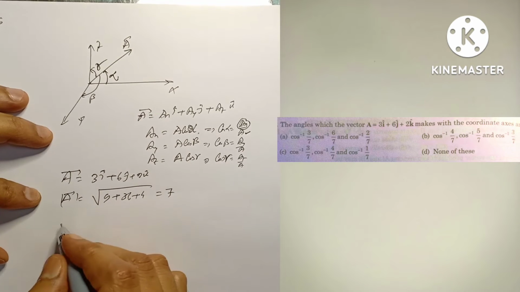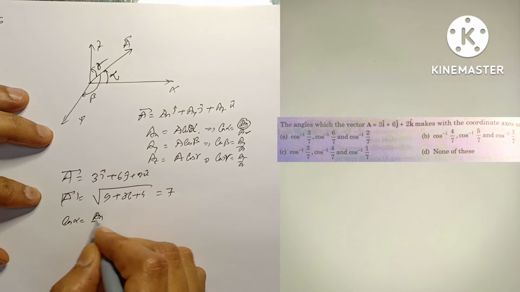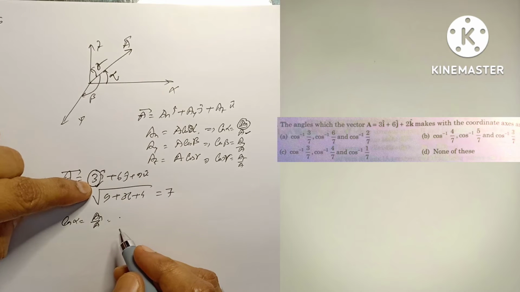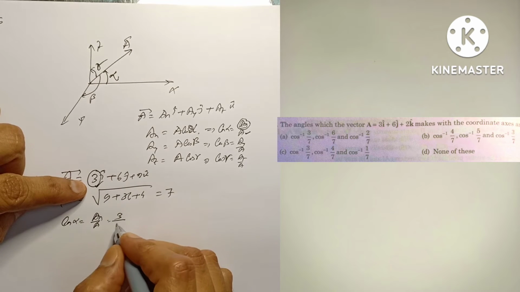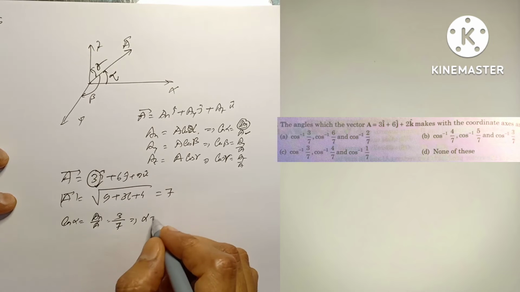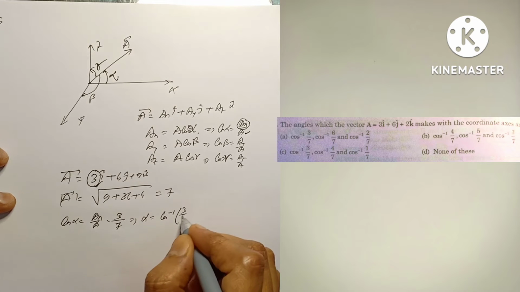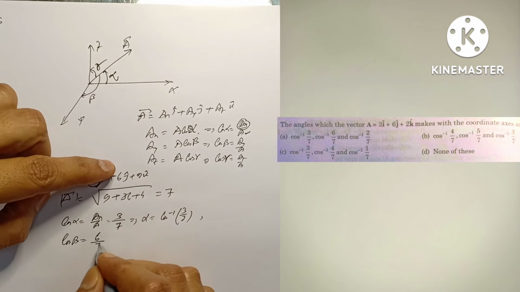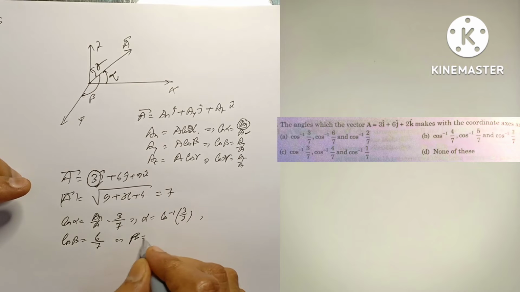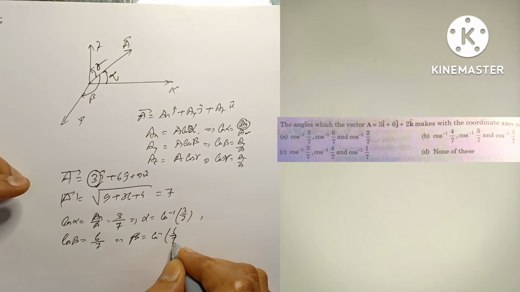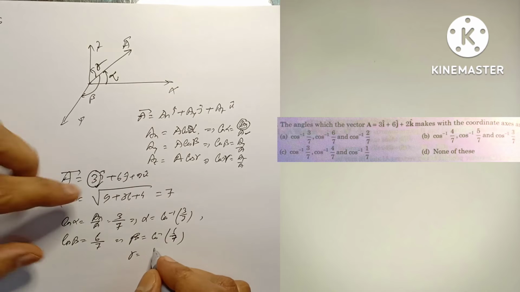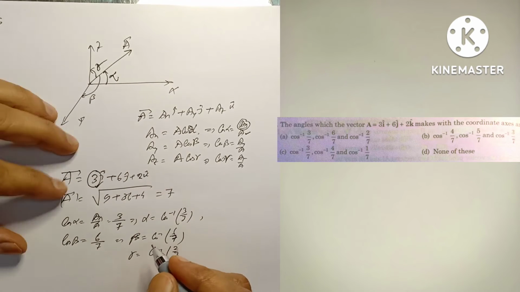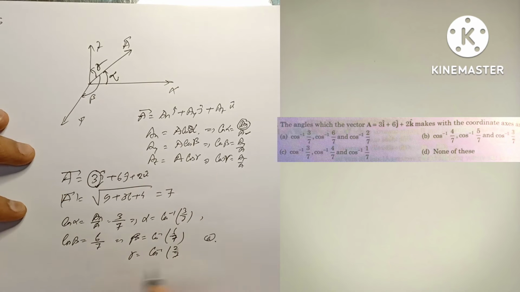So we get cos alpha equal to ax divided by a. Here ax is 3, the component of a along the x-axis, so 3 divided by 7, and we get alpha equal to cos inverse 3 divided by 7. Similarly, cos beta is 6 divided by 7, so beta equal to cos inverse 6 divided by 7. Similarly, gamma equal to cos inverse 2 divided by 7. So option A is correct. Okay.